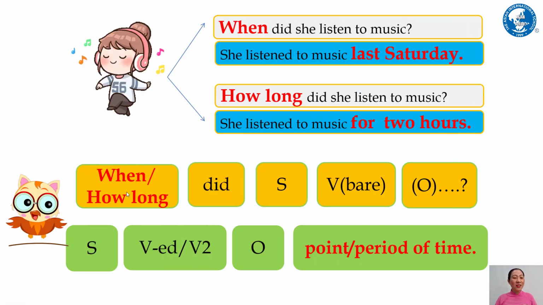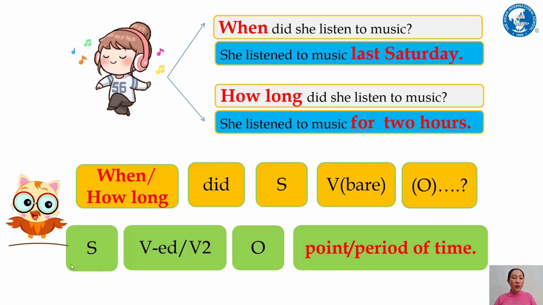Okay, so let's look at the structures. At the beginning of the question, we use when or how long. And after when or how long, we use did, then subject, then verb there. Remember, verb there. And an object. Sometimes we use an object, sometimes we don't. And don't forget the question mark.